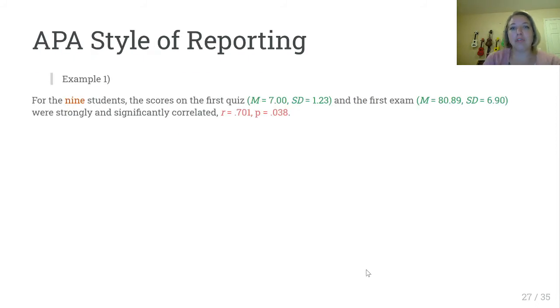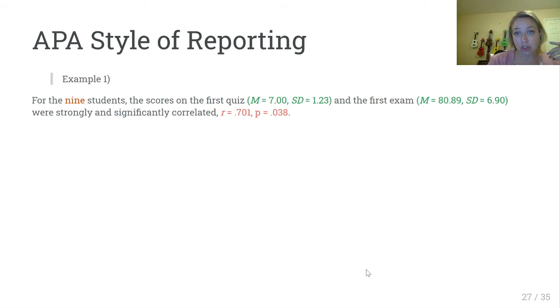So here's an example of reporting in APA style. This is how I would probably write something. So it says, for the 9 students, you want to say how big your sample size was, the scores on the first quiz and the first exam were strongly and significantly correlated. Now you see, when I read it out loud, I didn't report the things that were in parentheses and the statistics at the end, but we definitely want those in there.